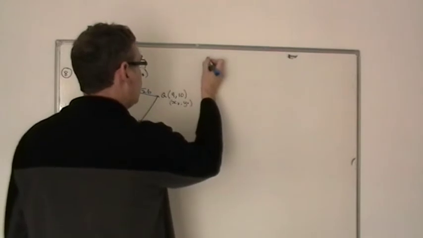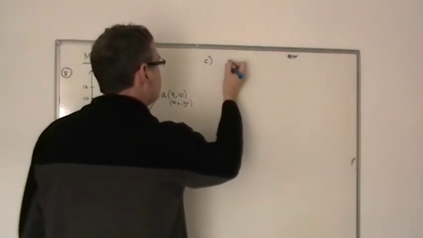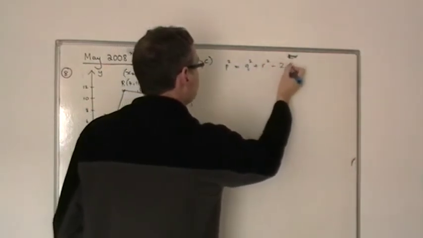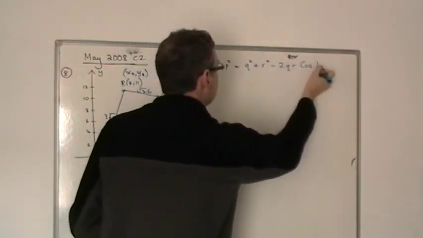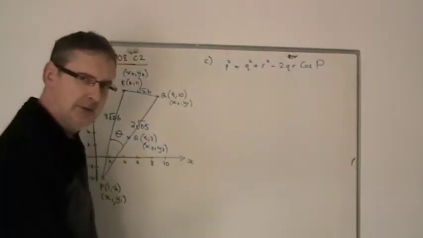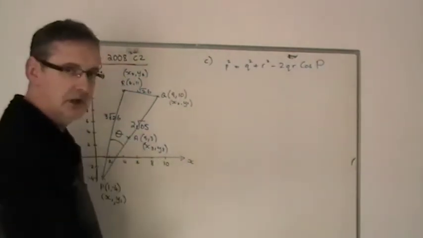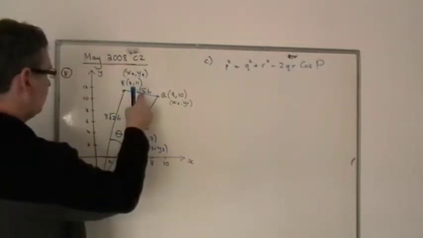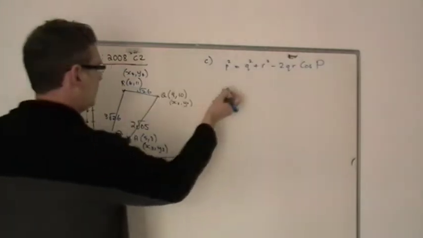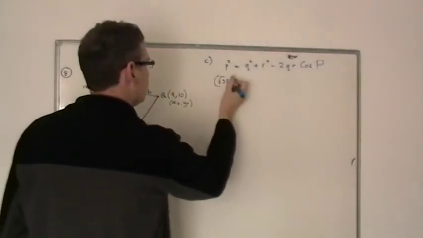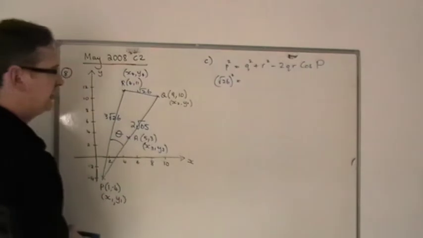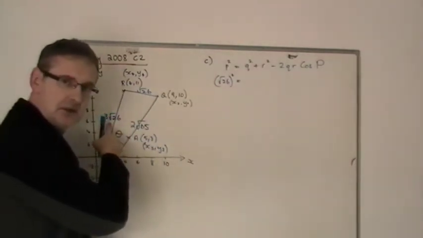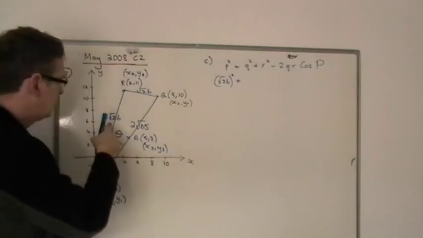So I'm going to use for part C little p squared equals little q squared plus little r squared minus 2qr cos of big P. And I'm going to substitute in the values for this particular triangle. So little p squared, there's big P, little p is root 26. Root 26, I'm going to square it, is equal to little q squared. Well, there's big Q, so opposite it is little q over here. 3 root 26 is little q.